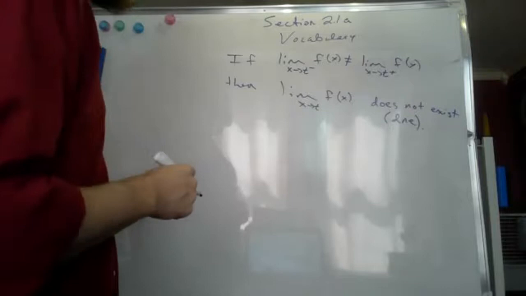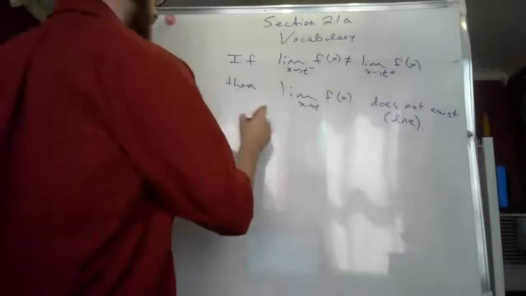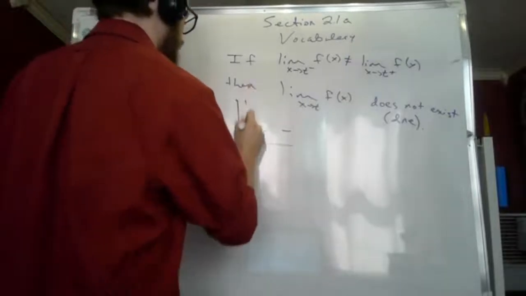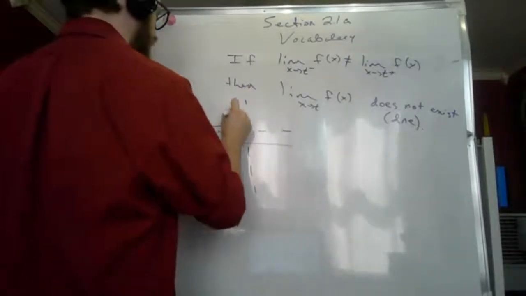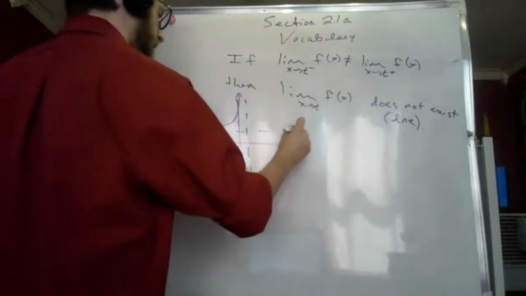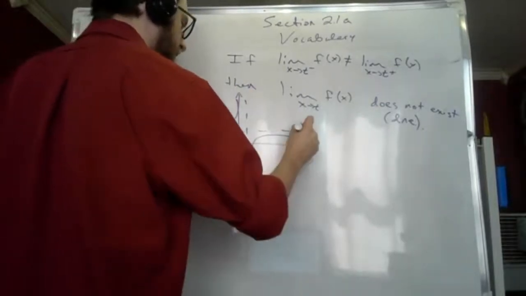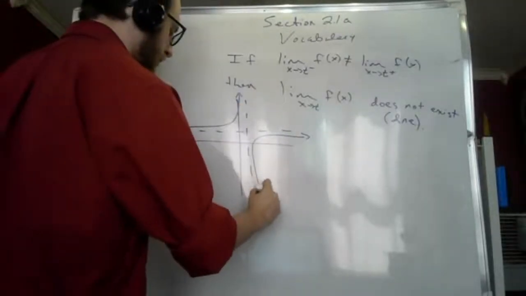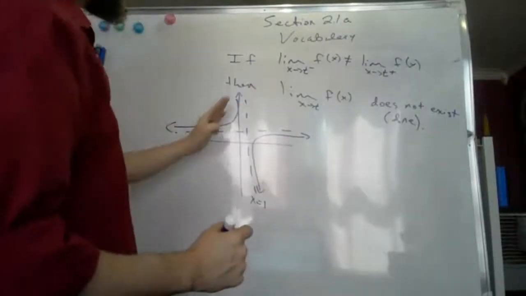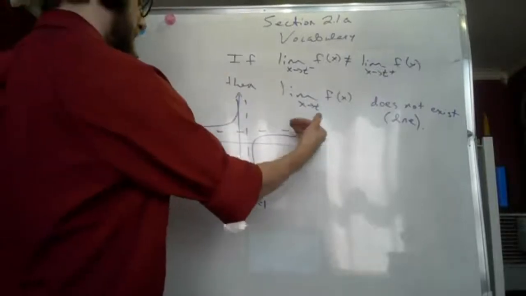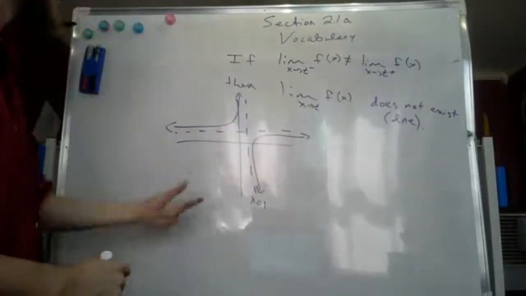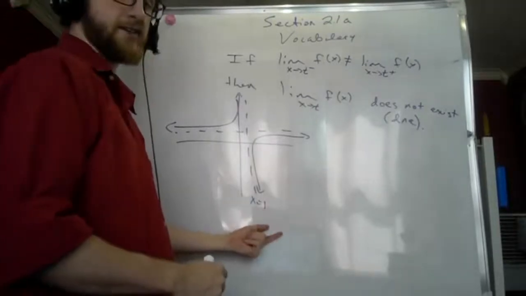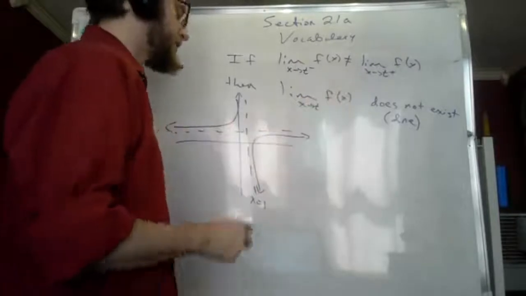So in the case of our last example where we had this graph with the two asymptotes here, we had one on the left side going like this, and we had the other on the right side going like that. When we looked at this value of x equals 1, we had that from the left it was going to positive infinity, and from the right it was going to negative infinity. In this case, the limit at x equals 1 does not exist. So this is a good example of where this can happen.